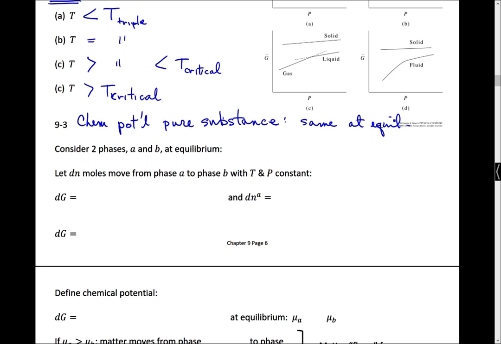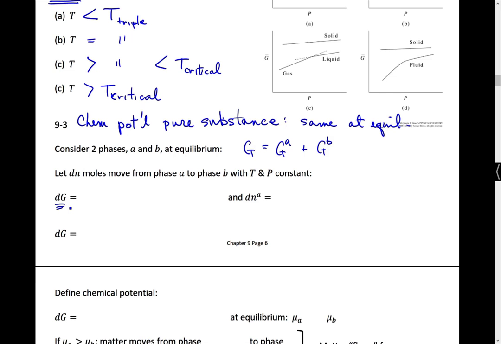Where are we? We can say that the Gibbs energy of our system is given by the Gibbs energy for phase A plus the Gibbs energy for phase B. That should make sense. Now we're going to say, let's let some of my molecules or atoms in phase A move into phase B. That means I'm allowing a change in the number of moles. So when I do that, I have to ask how that impacts my Gibbs energy.